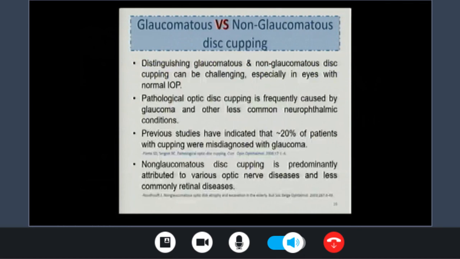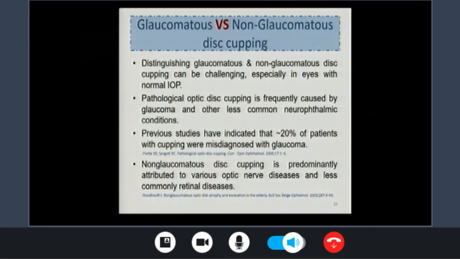So now I'll move to the second part of this presentation, and this is the main aim of this presentation: how to differentiate between glaucomatous versus non-glaucomatous disc cupping, and when do you need to neuroimage your patient. Actually, distinguishing between both is not very easy. It can be challenging even for experts, especially if the IOP is normal. In our case, the IOP was elevated. This was a very good hint that this is most likely glaucoma, but in some patients like normal tension glaucoma, the IOP is usually normal, which may make it more difficult.